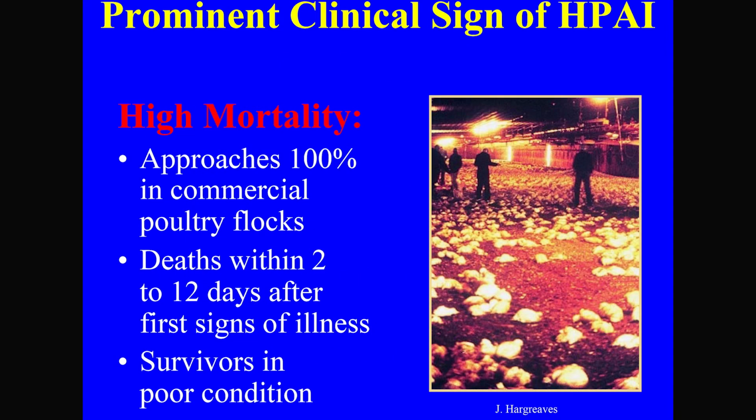One of the most important signs that we see, a very prominent clinical sign of highly pathogenic avian influenza, is a very high mortality, approaching 100% in commercial birds. Oftentimes we use the definition and say, well, 95+% mortality. Usually this death is within 2 to 12 days after the first signs of the illness. The survivors that are present are usually in very poor condition.